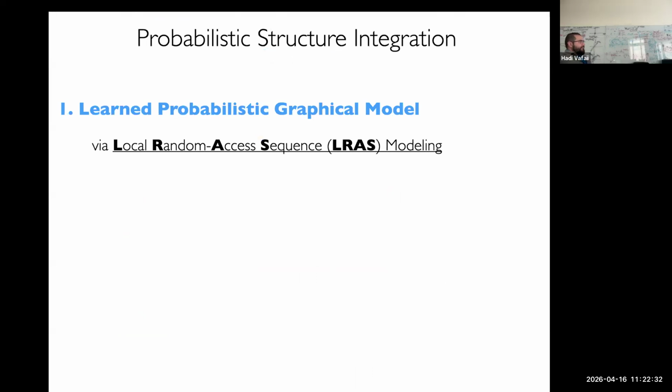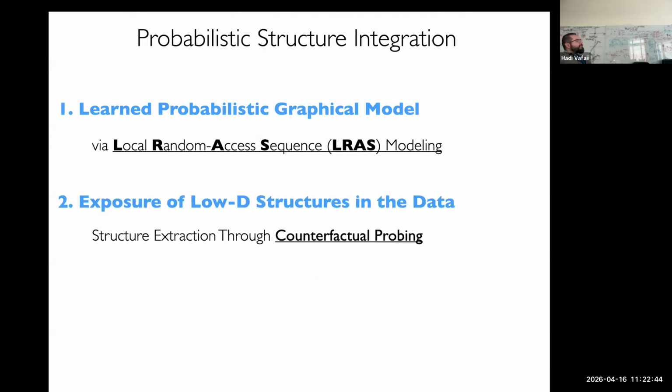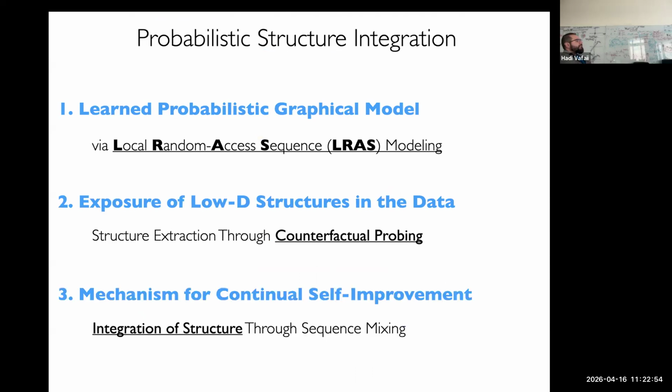Okay, so what is the idea? It's got these 3 components. Basically, I'm going to spend the rest of this time telling you about them. The first component is a learned probabilistic graphical model. The second component is the exposure of low dimensional structures in the data through counterfactual programming or through approximate causal inference. And then finally, a mechanism for self-improvement by integrating structure back in.